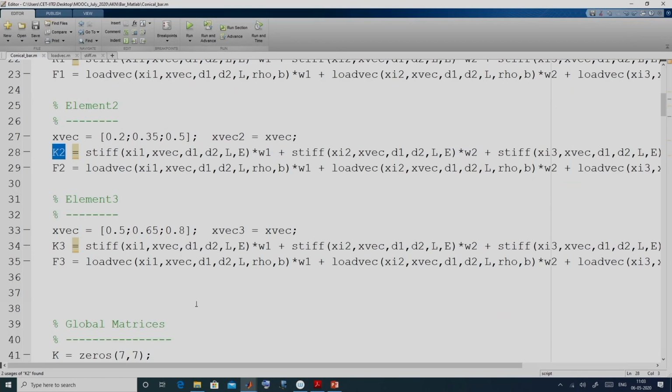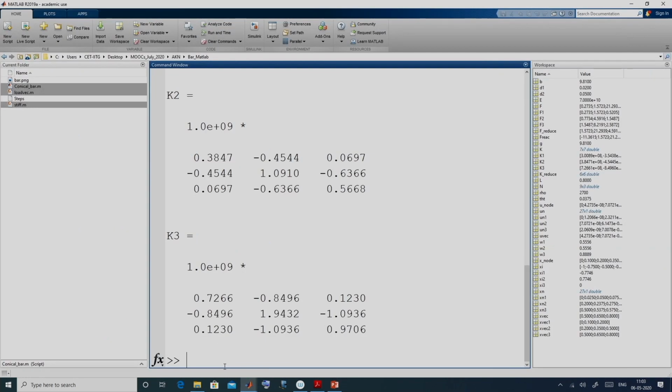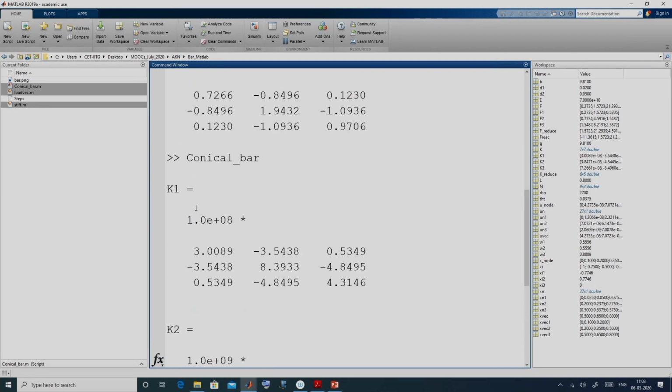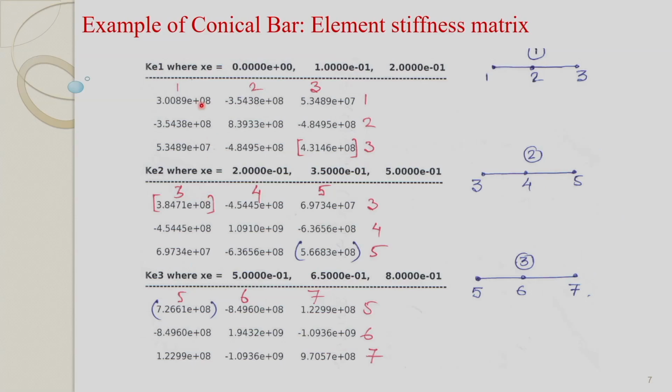Now, if we run this, so this is our K1, this is our K2 and this is K3. Now, these are the element stiffness matrices.